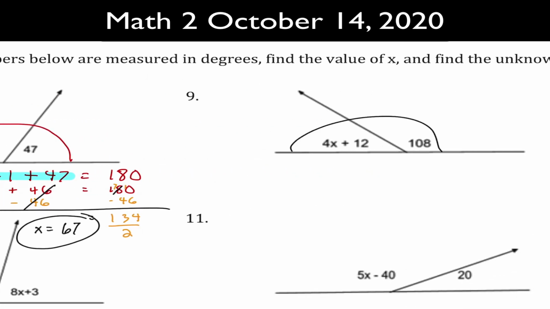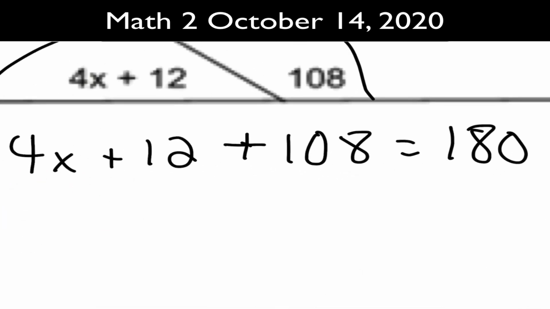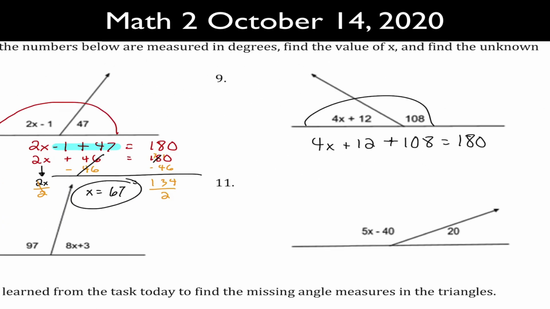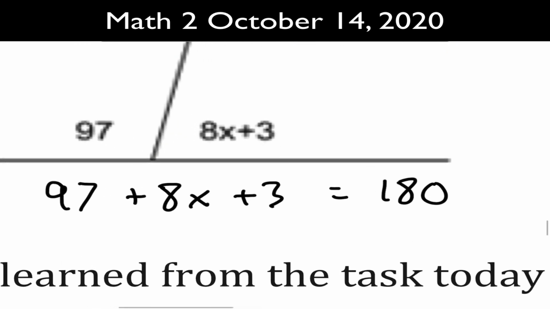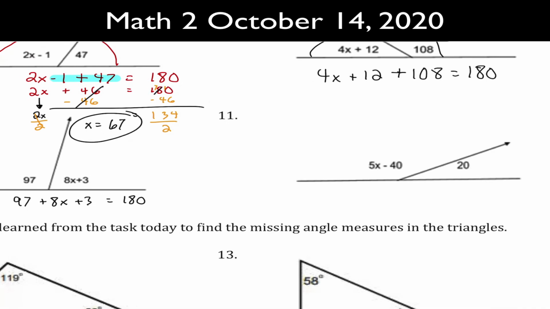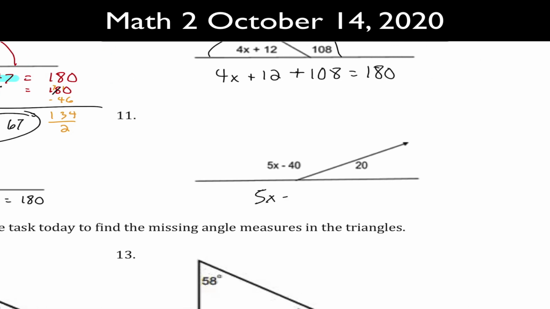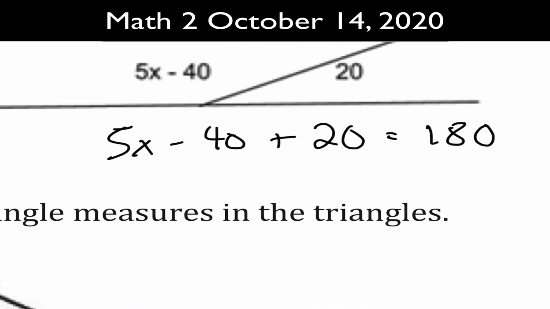So set this up. 4x plus 12 plus 108 equals 180. That's your equation for number 9. For this one, 97 plus 8x plus 3 equals 180. That's your equation for that. And then for this one, 5x minus 40 plus 20 equals 180. That's your equation for that.